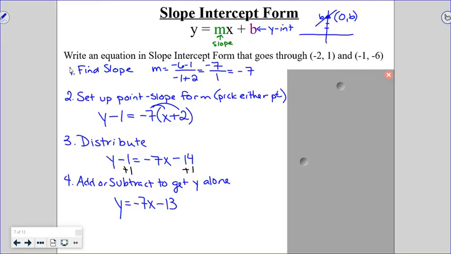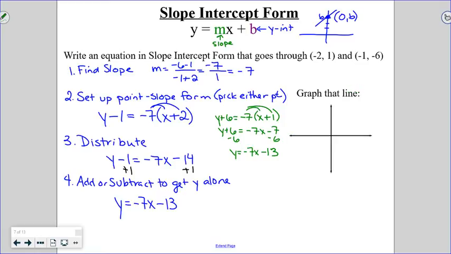I just want to show you again, please do not stress over picking the correct point. If I were to have done this with the other point, it would have looked like y minus negative 6, which would be plus 6. Negative 7 is still our slope. x minus negative 1. Distribute that through. Negative 7x minus 7. Subtract 6, and we get y equals negative 7x minus 13. Which is the exact same equation we had over here. You would always get the same equation. So please do not stress over which point to graph.